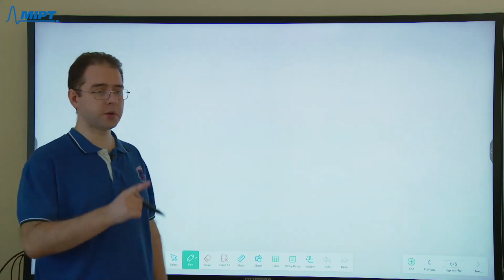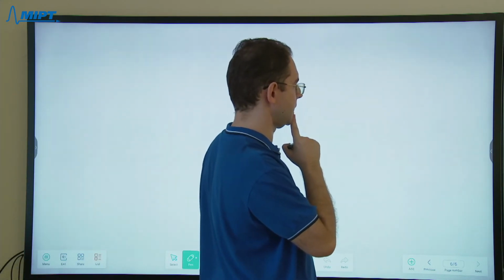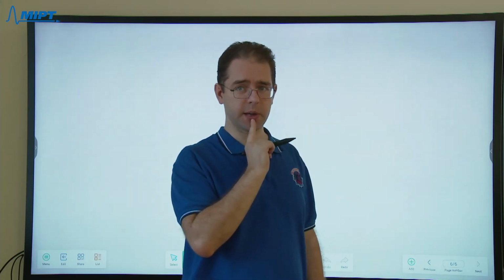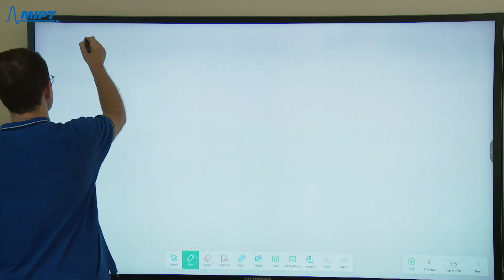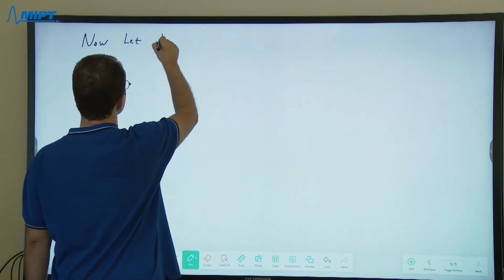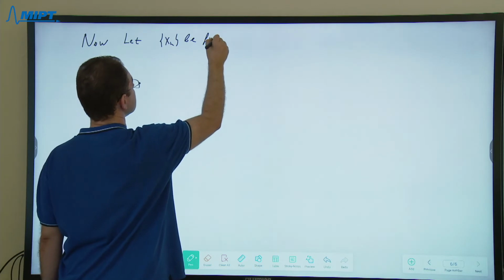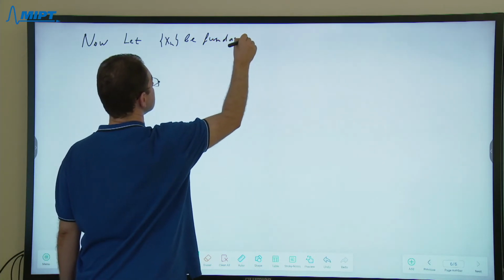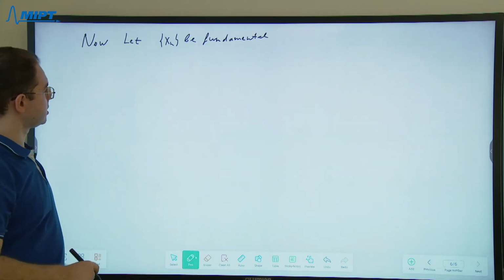Now, so I have proven one half of this theorem. I have proven that if a sequence converges, then it is fundamental. Now let's prove the other way around. Let xn be fundamental, and I want to prove that it is convergent.